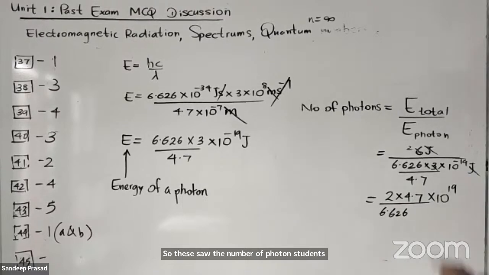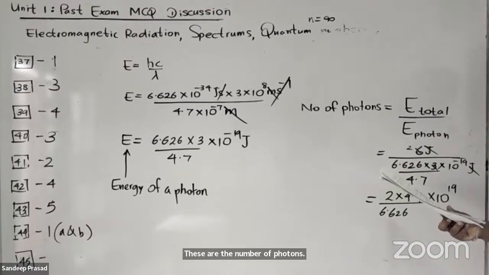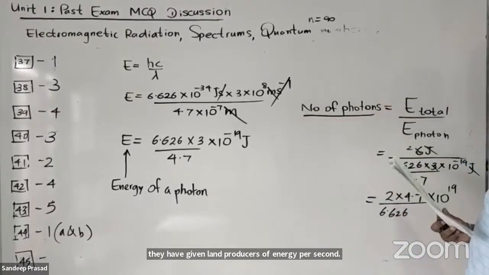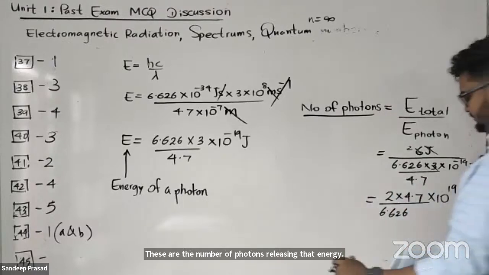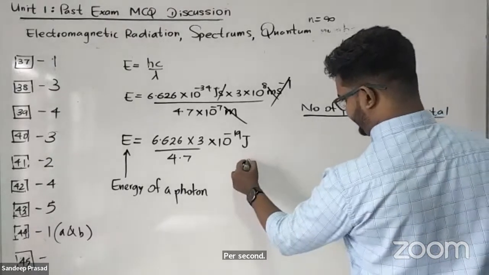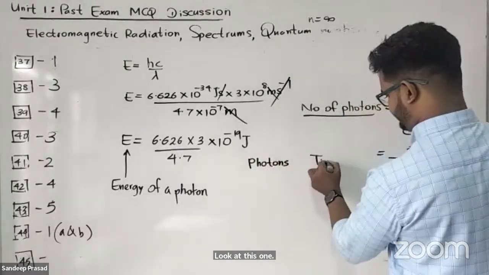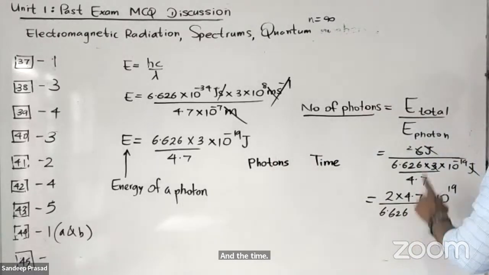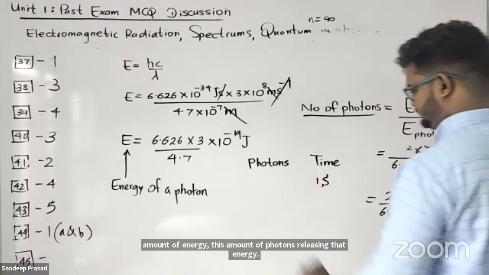Can you understand? These are the number of photons. A lamp produces 6 joules of energy per second. These are the number of photons releasing that energy per second. Then look at this one. We can take those photons and the time. This amount of photons is released within 1 second, right?